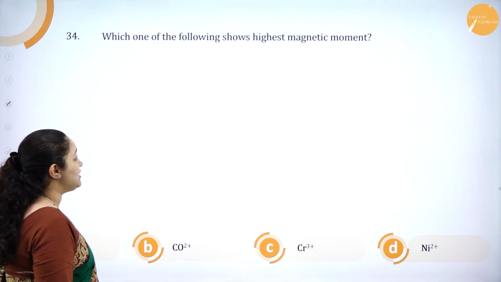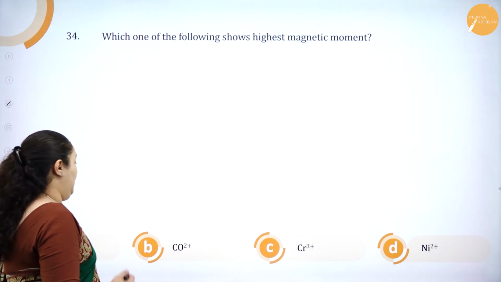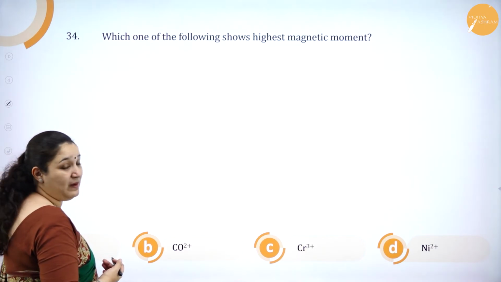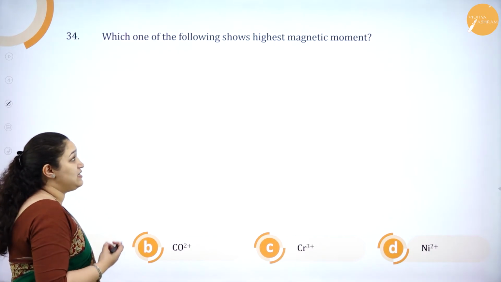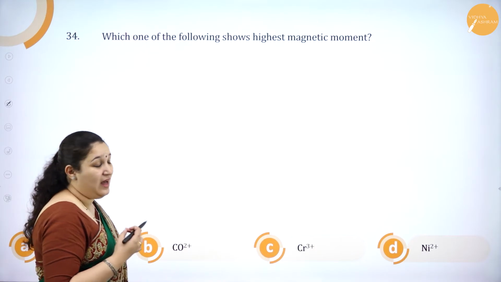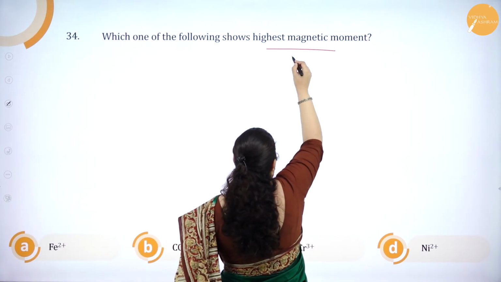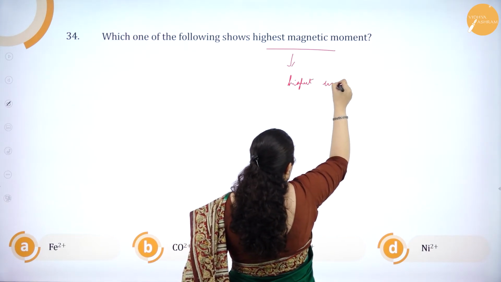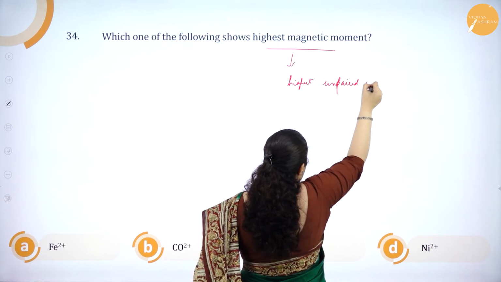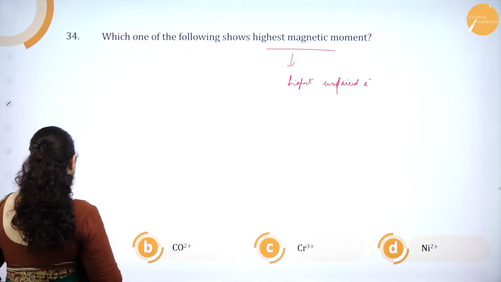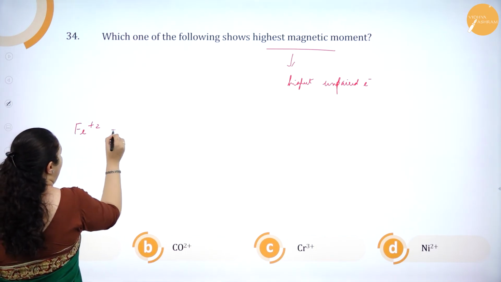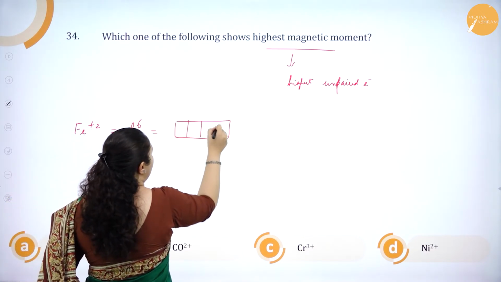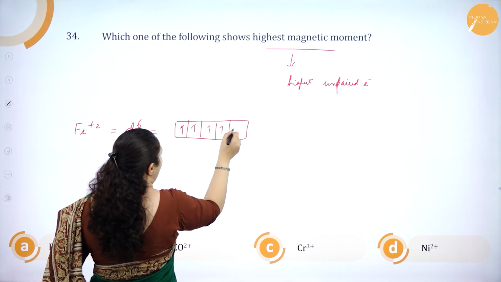Which one of the following shows highest magnetic moment? Fe plus 2, Co plus 2, Cr plus 3 and Ni plus 2. So here, which has the highest magnetic moment, they are asking. Highest magnetic moment means they should have the highest unpaired electrons. Correct? So the first one is Fe plus 2. Fe plus 2 state, it is a d6 system. D6 system means how many unpaired electrons will be present? 1, 2, 3, 4, 5, 6.